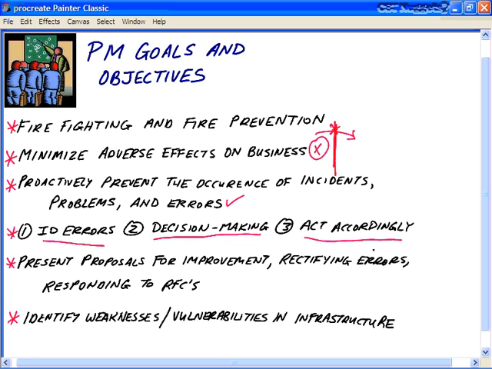Another objective of PM is to present proposals to management and to stakeholders for the constant improvement of your systems, of your infrastructure, to help rectify errors. This could be a proposal for doing a system-wide update or an upgrade, for example. Let's use my State Farm example. Submitting proposals for upgrading all of the servers and all of the State Farm agencies from Windows 2000 to the more secure Windows 2003 with all of its security updates. Okay. Also with hot fixes and patches that'll help rectify errors as well.